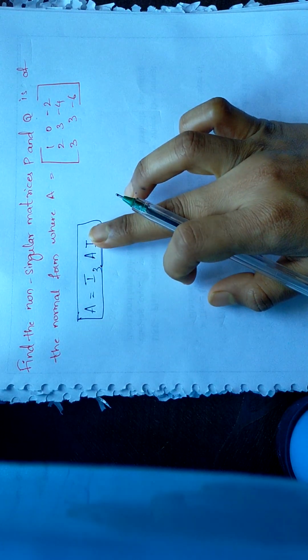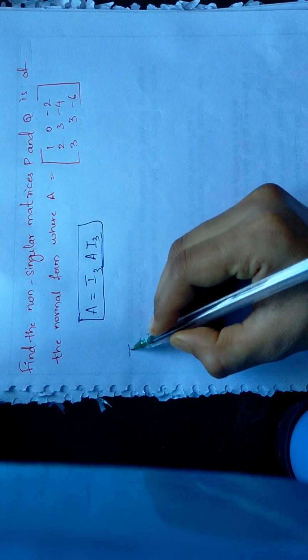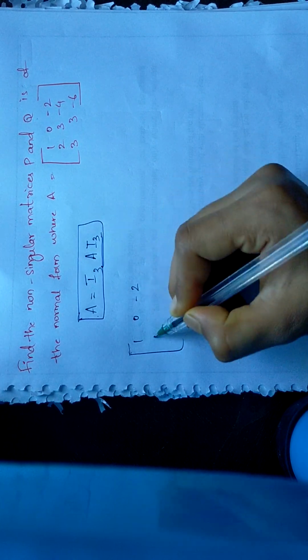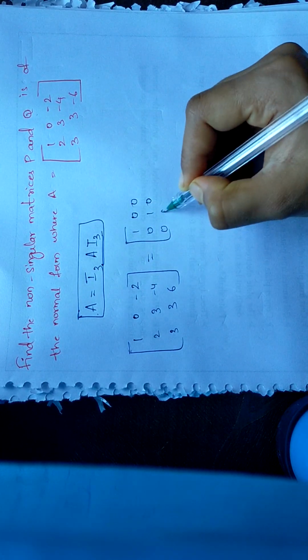Now you will write these I matrices and the A matrix here. You will perform operations on the right hand side and equate them to the left hand side. First, write the A matrix on the left side: 1 0 minus 2, 2 3 minus 4, 3 3 6. Now equal to, what is the I matrix? 1 0 0, 0 1 0, 0 0 1. Write A as it is, and again 1 0 0, 0 1 0, 0 0 1.